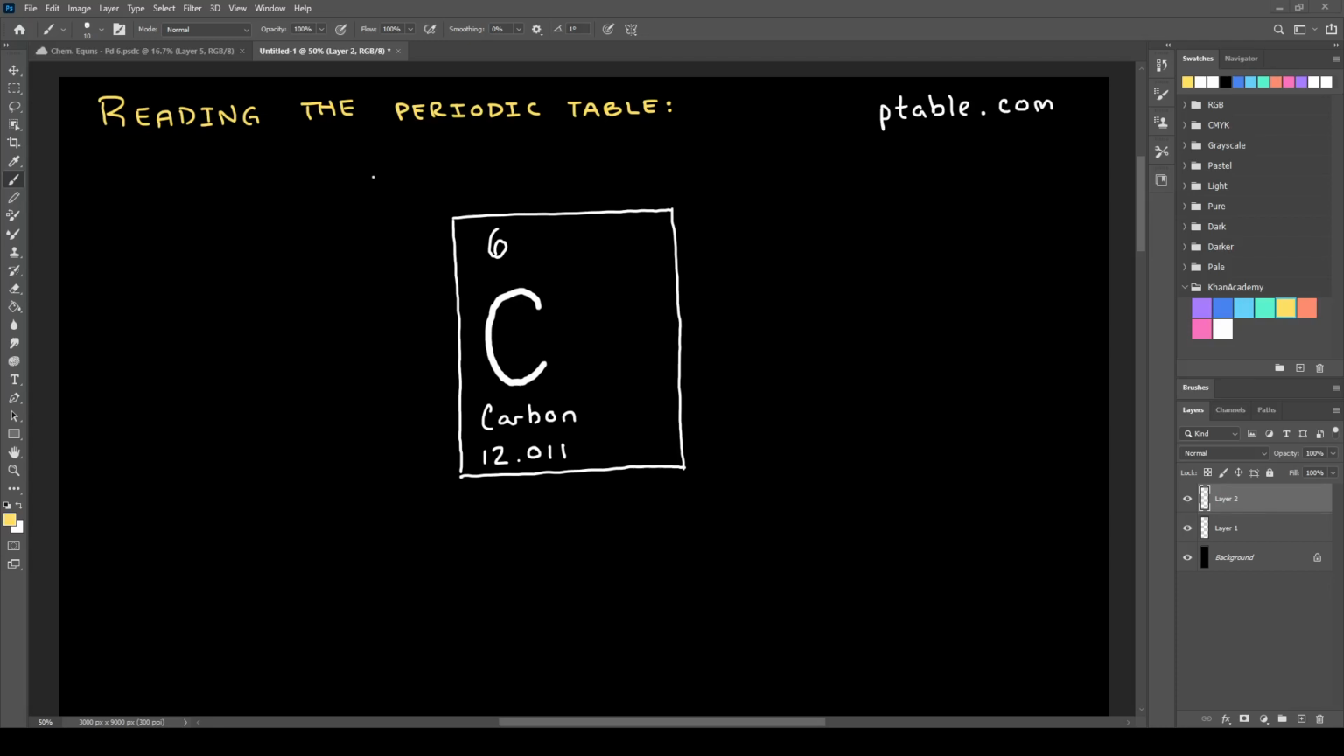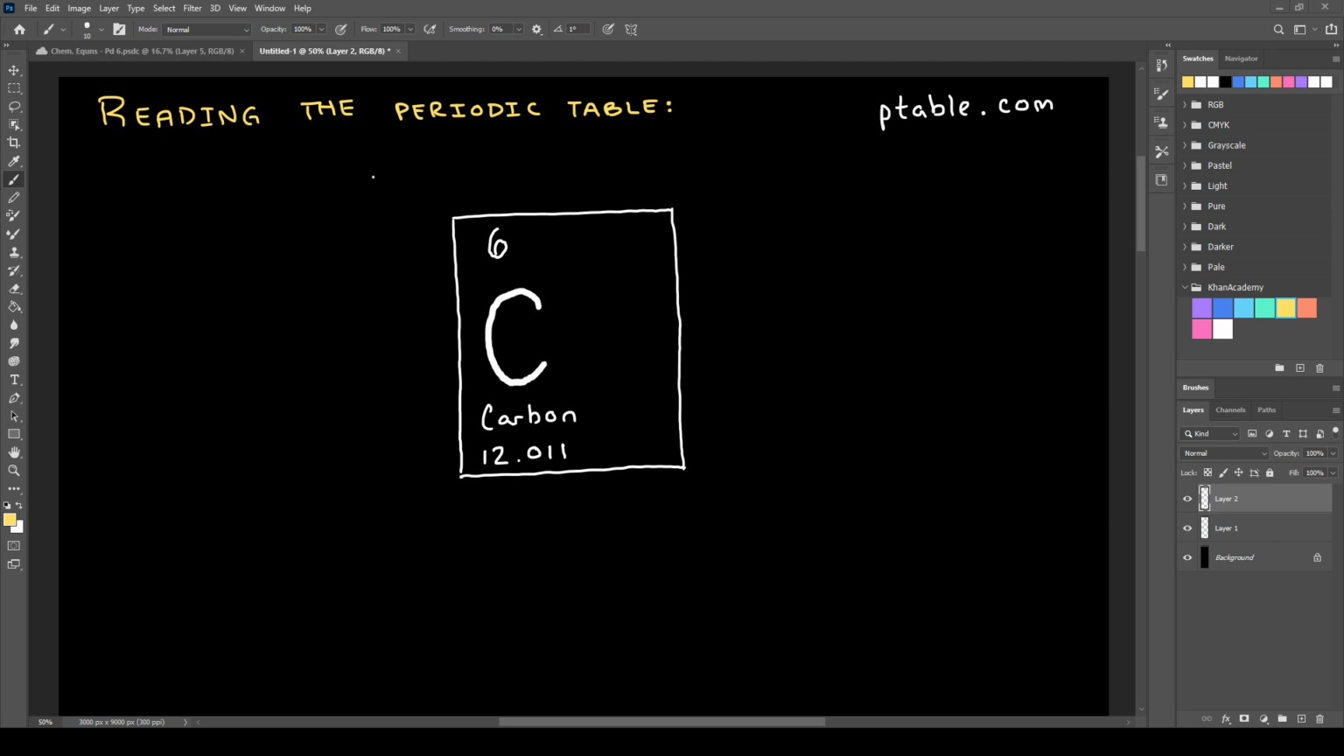In this video, we will be covering how to read entries in the periodic table. We'll cover some important properties of atoms, provide definitions for those properties, and show you how you can find them inside of an entry on the periodic table.